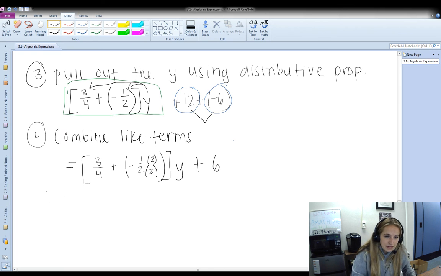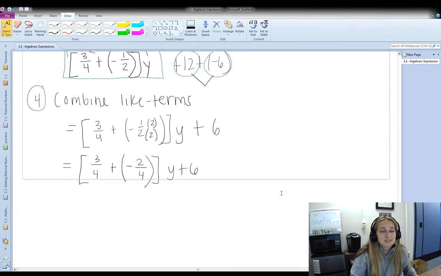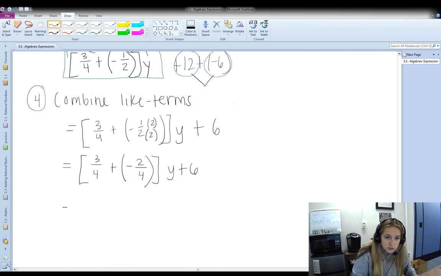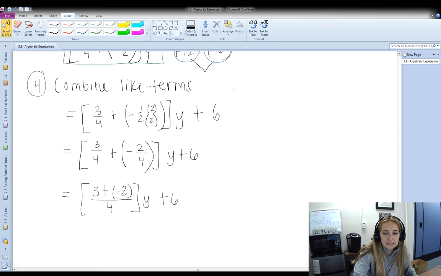Okay? So now let's move down and do this fraction addition. So we have 3/4 plus negative 1 times 2 is going to give me 2. 2 times 2 is 4. Okay? And then we have y plus 6. We're making our work very clear. Remember, this is how we're going to have to show it in the big ideas assignments. Then finally, we have the same denominator, so let's put the numerators together. 3 plus negative 2 over 4, y plus 6.